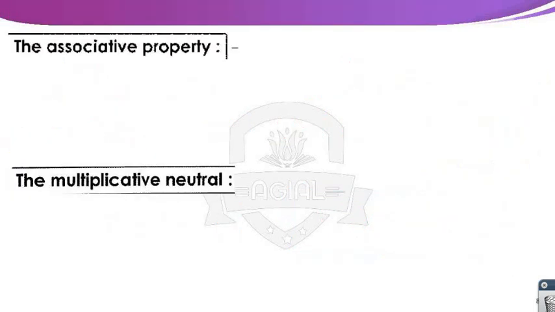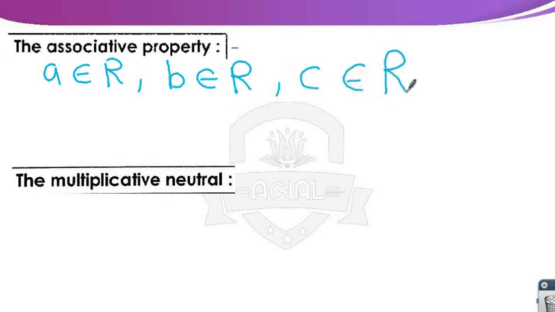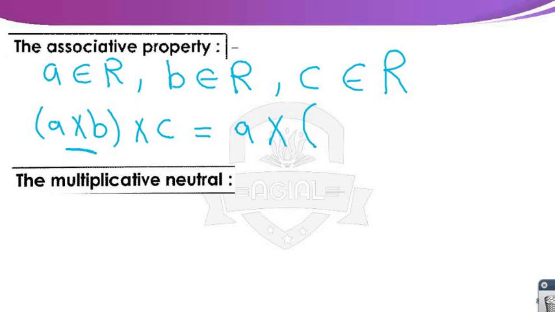The third property is the associative property. If we have a belongs to R, b belongs to R, and c belongs to R, then a multiply b, we put a multiply b in the bracket, then multiply c, equals, if we multiply a by b multiply c in the bracket, so we do b multiply c first, then multiply a. This is the associative property.